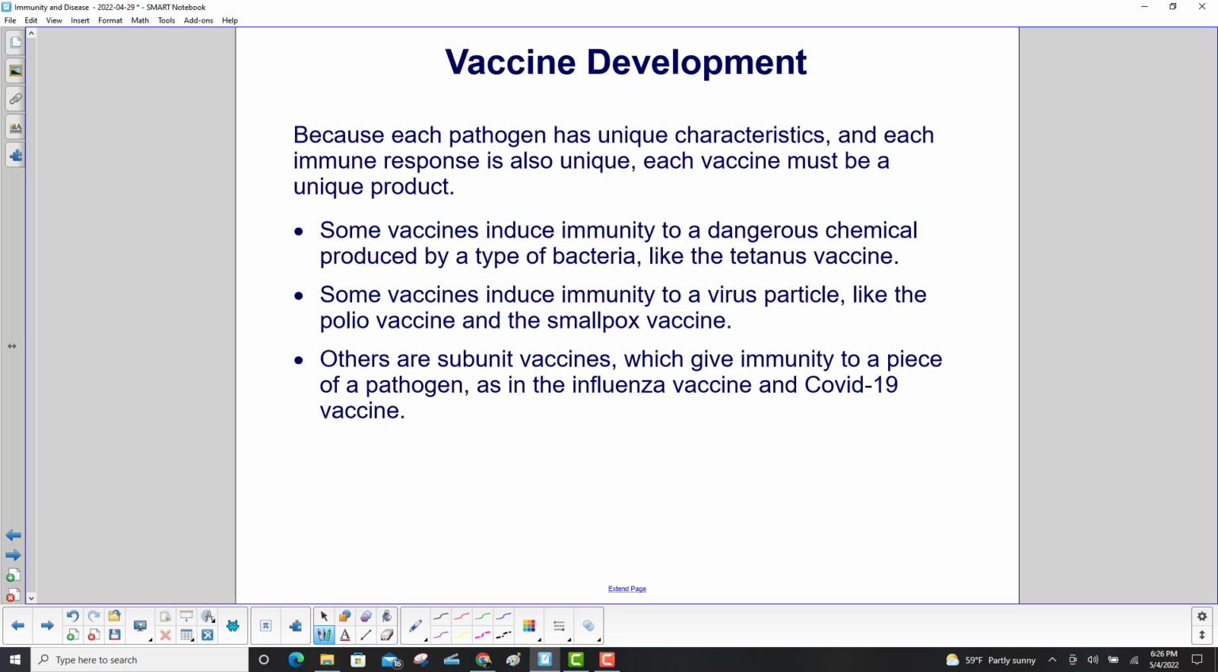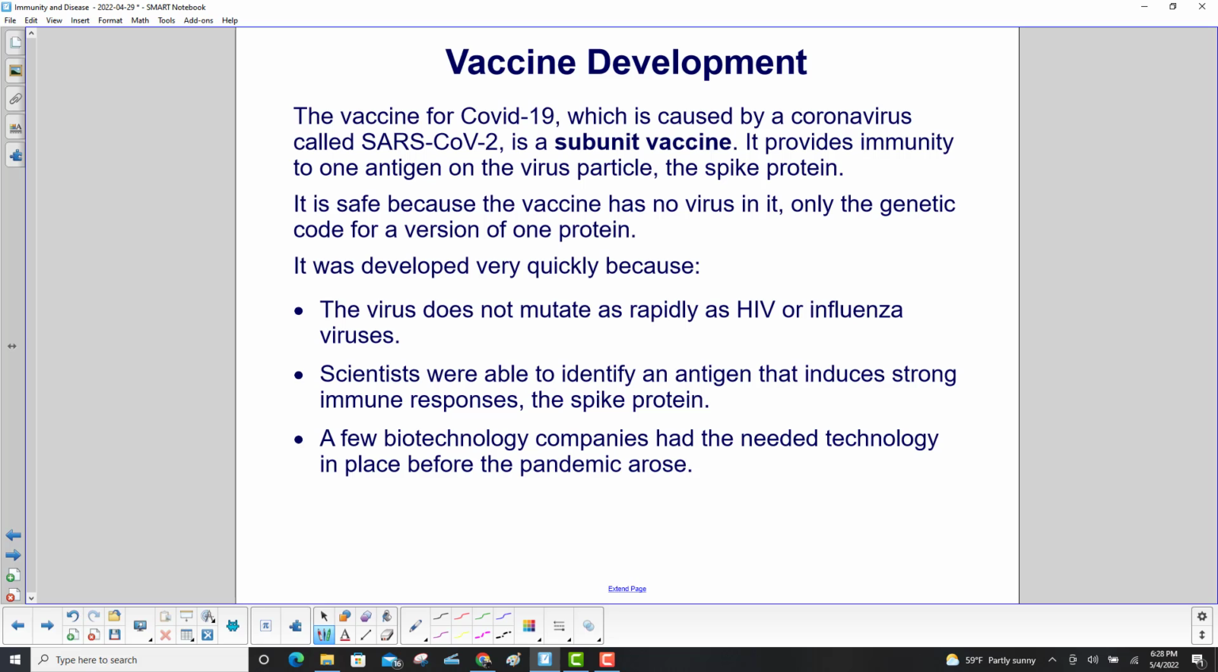Some vaccines induce immunity to a dangerous chemical produced by a type of bacteria, like the tetanus vaccine. Some vaccines induce immunity to a virus particle, like the polio vaccine and the smallpox vaccine. Others are subunit vaccines, which give immunity to a piece of a pathogen, such as in the influenza vaccine or the flu and COVID-19 vaccine. The vaccine for COVID-19, which is caused by a coronavirus called SARS-CoV-2, is a subunit vaccine. It provides immunity to one antigen on the virus particle, the spike protein.